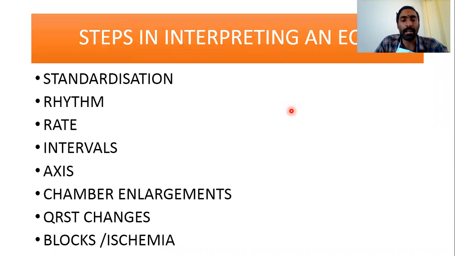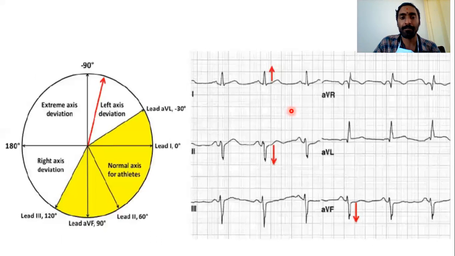So how do we start interpreting an ECG? Look at standardization and the technical details first. Second, look at the rhythm, then the rate, the intervals, the axis, the chamber enlargement, the QRST changes, and look for blocks or ischemia. You can use any approach. This is the approach that we use personally. But make sure that you have an approach and stick to it whenever you're interpreting any ECG.